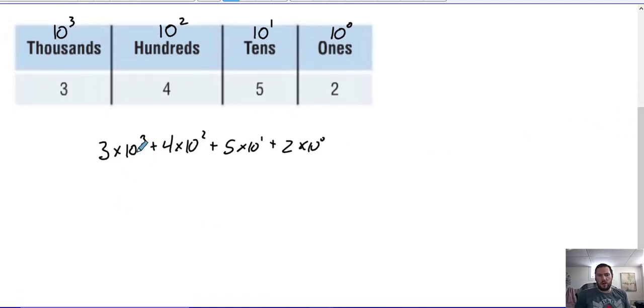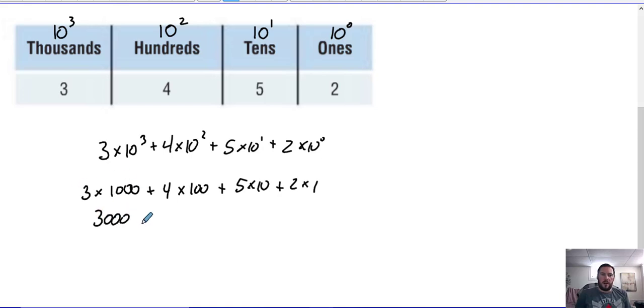And if you're unconvinced, go backwards. Grab a calculator and actually do this work and see what you get. 3 times 10 to the 3 is 1,000, 4 times 10 to the 2 is 100, 5 times 10 to the 1 is 10, and finally 2 times 10 to the 0 is 1. Then 3 times 1,000 is 3,000, 4 times 100 is 400, 5 times 10 is 50, and 2 times 1 is 2. Now I add it all together and I get 3,452, the number I started with.